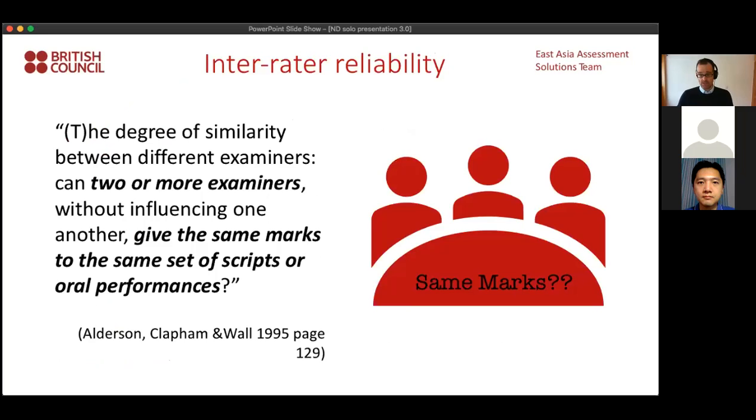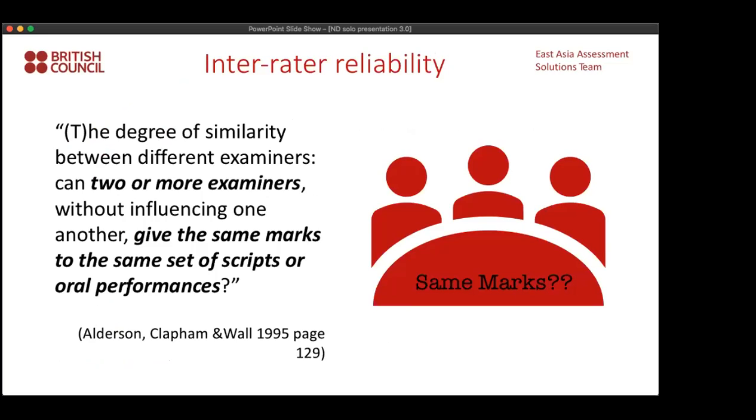Regarding inter-rater reliability, here I've used a definition from Alderson, Clapham and Wall, where they say that inter-rater reliability is the degree of similarity between different examiners. Can 2 or more examiners, without influencing one another, give the same marks to the same set of scripts or performances?